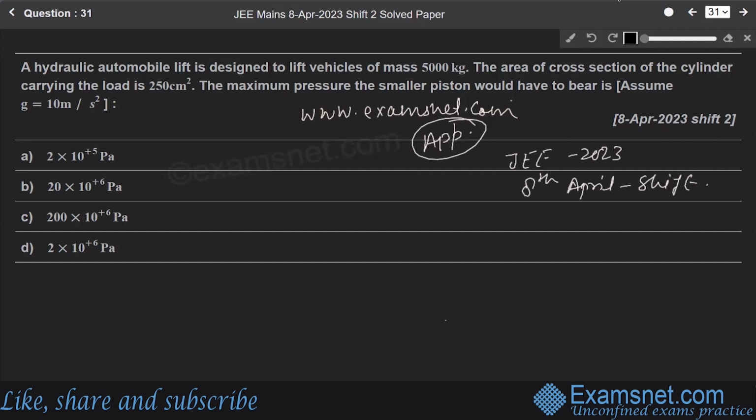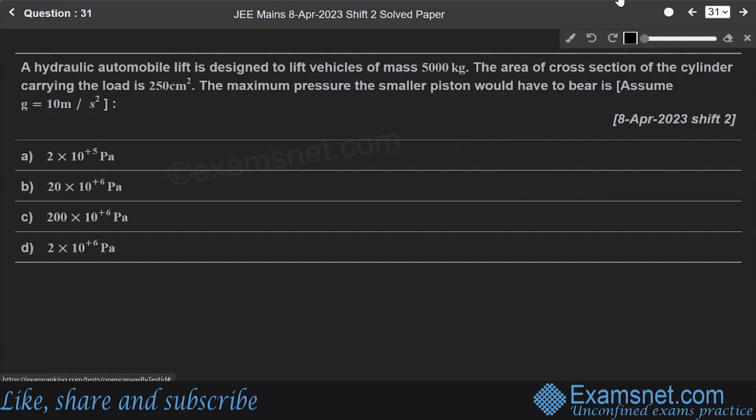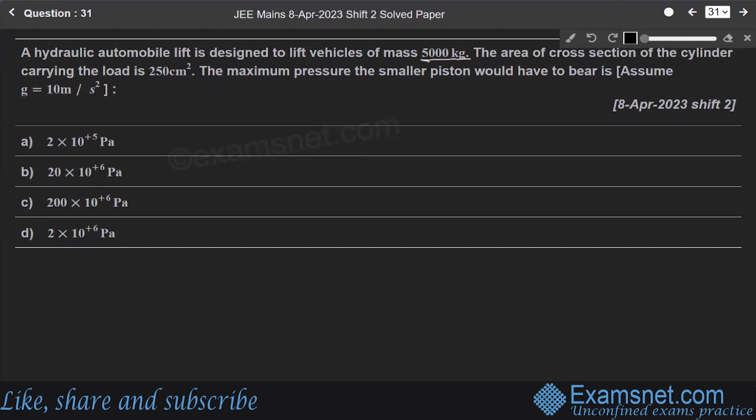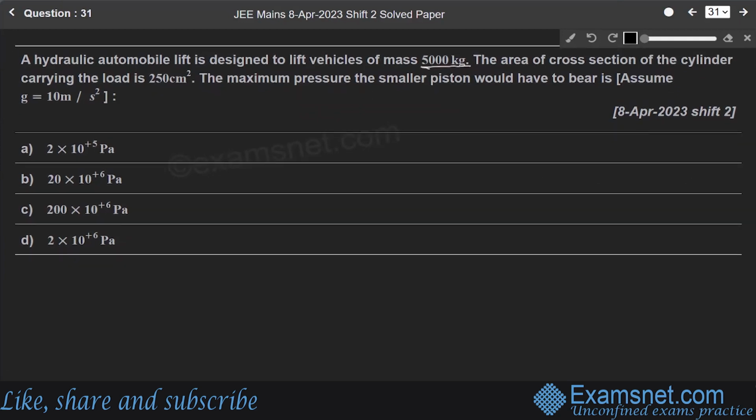Okay, so now starting our question series, question number 31 says that a hydraulic automobile lift is designed to lift vehicles of mass 5000 kg. The area of the cross section of the cylinder carrying the load is 250 centimeter square. The maximum pressure the small piston would have to bear, so we have to find the maximum pressure.